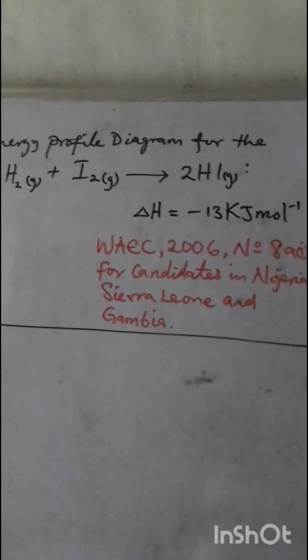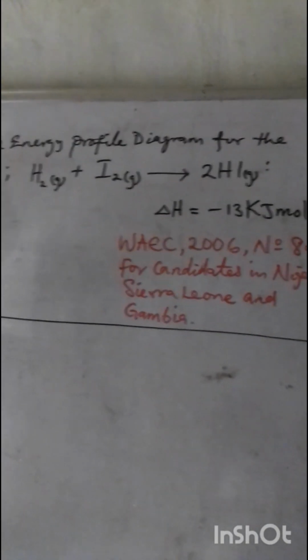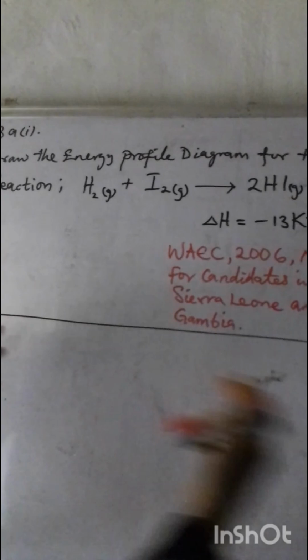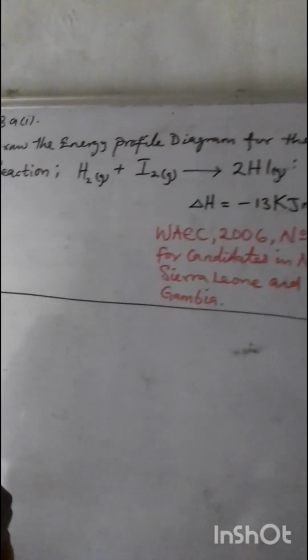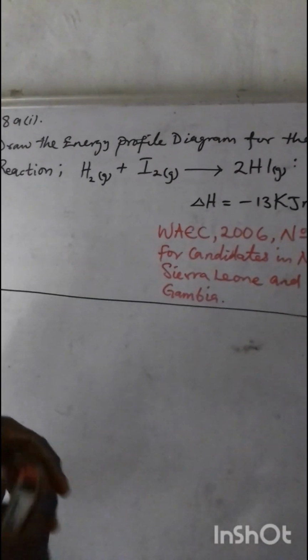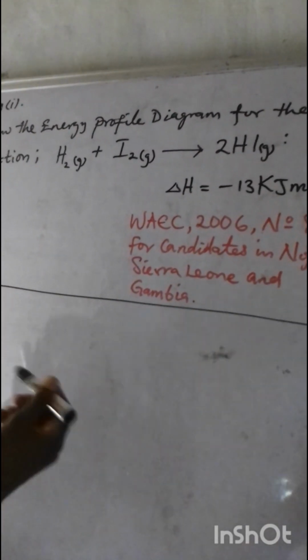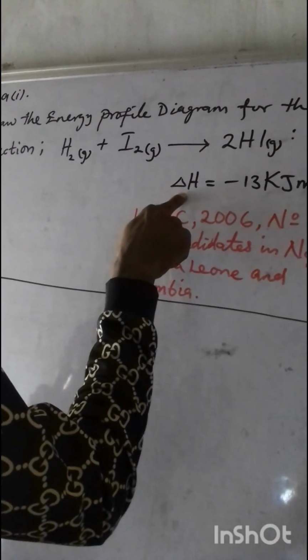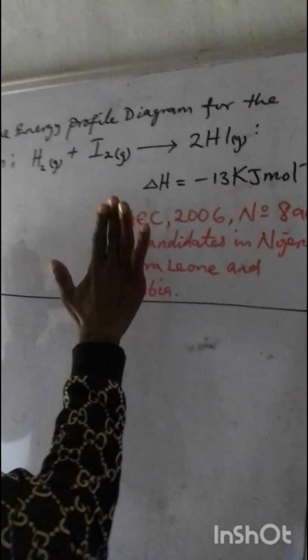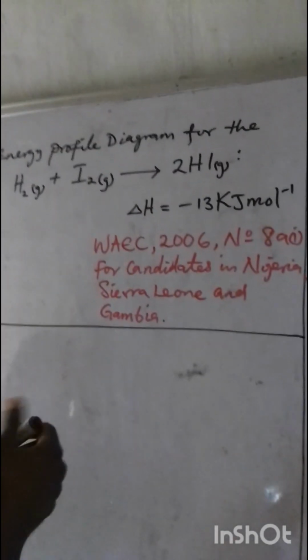To solve this kind of question, the question says, draw the energy profile diagram. Energy profile diagram is just a diagram that shows the enthalpy transition or heat transition from the reactants to the product, as reactants combine to form product. Now, one thing you should know is that once the enthalpy change, which is the difference between the enthalpy of the product and the enthalpy of the reactant, is negative, the reaction is exothermic, which means heat was lost. So we have two types of energy profile diagram.